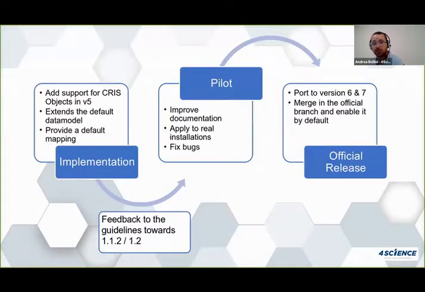So the project phases were, in our idea, essentially three. We are now presenting the result of the initial implementation phase, where we have had support for CRIS objects in version 5. We have extended the default data model of the DSpace-CRIS, and we have provided a default mapping.